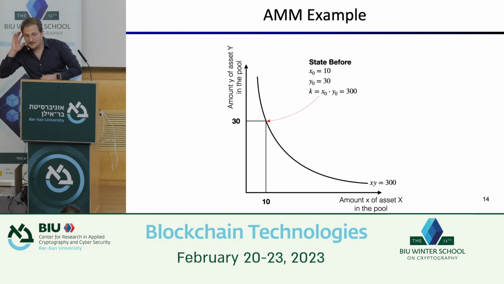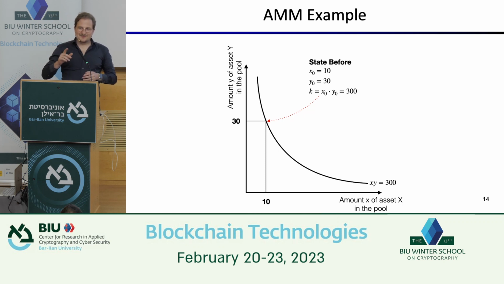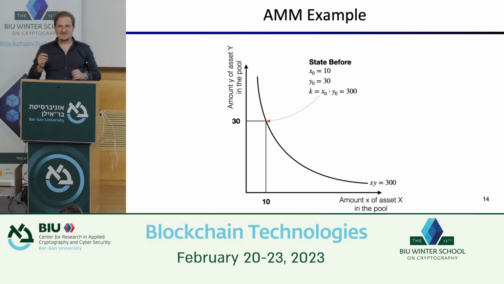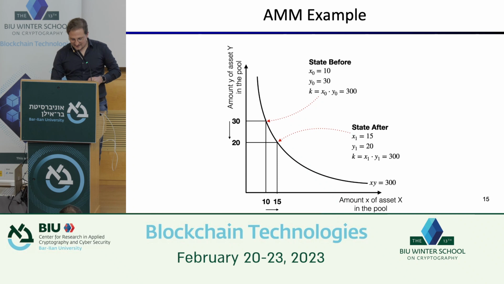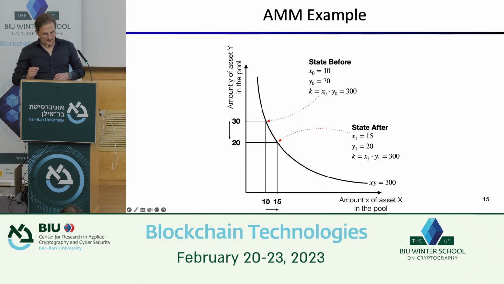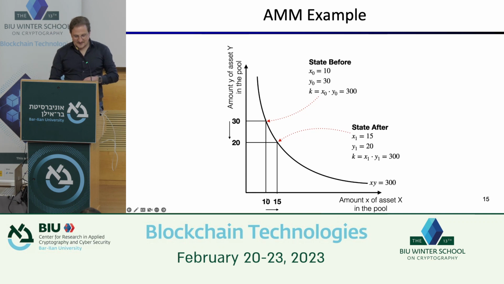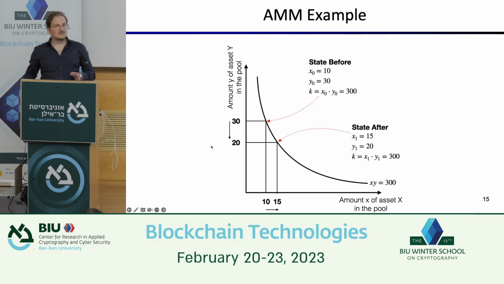Sorry? 15. The difference, exactly, 5, right? So we need to add 5 coins here. So we need to go from 10 to 15, you're right. And then the smart contract would say, okay, fine, I'm happy. I'll give you the 10 Y coins, right? That's really the essence of how an AMM works.